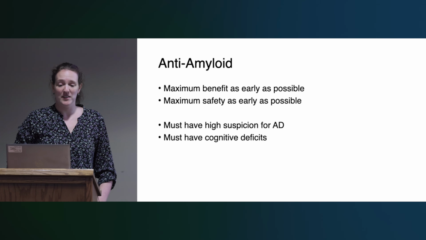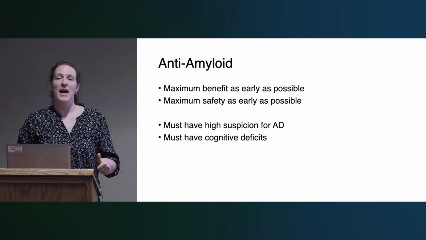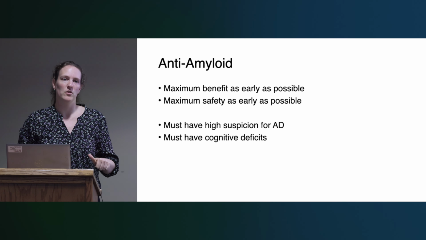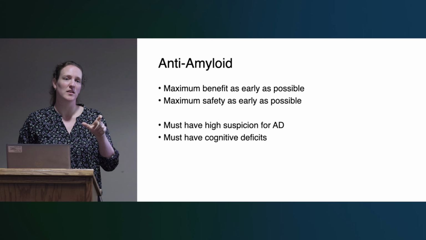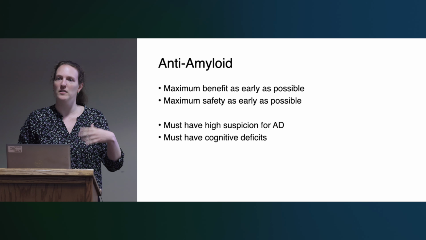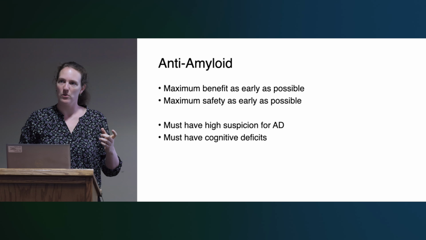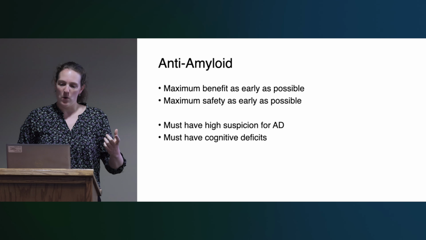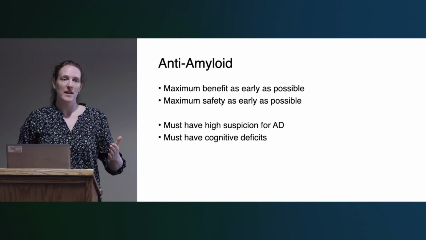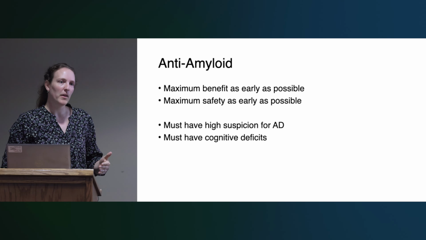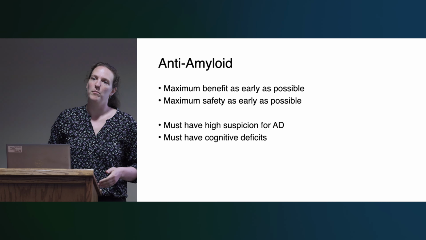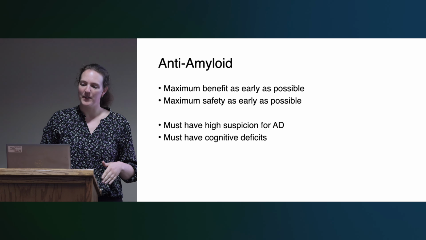All right, so anti-amyloid, I'm going to sum it up real quick. It works the best the earlier we use it. So the best time to keep those finer cognitive functions that really make a difference in the patient's clinical progression and ability to live their life is going to be early on. So we want to use it as early as possible. Safety-wise, also, the earlier the better. The less likely there's going to be amyloid plaques in the blood vessels, the less likely we're going to have bleeding and things like that.